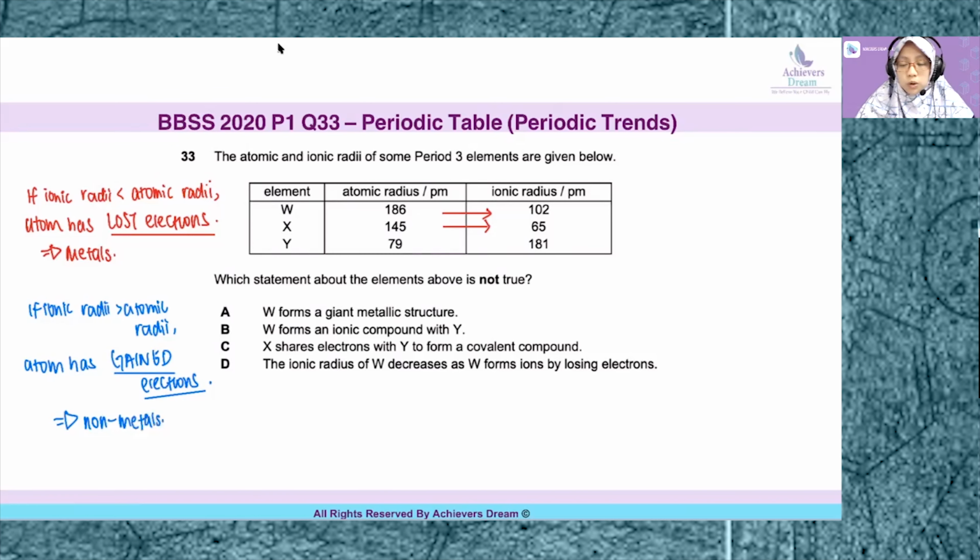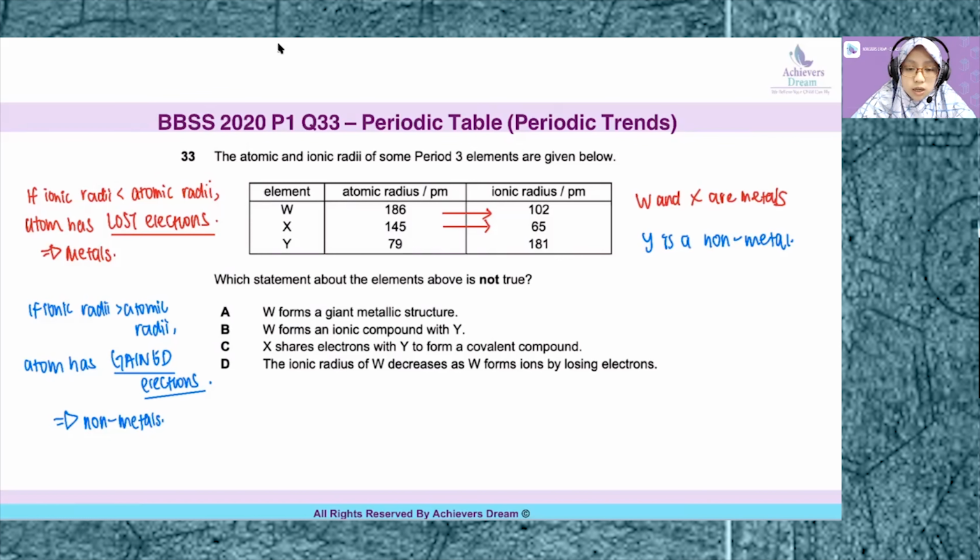So when we look at the table, for elements W and X, the value has dropped from atomic radius to ionic radius. So this means that elements W and X are metals, while element Y is a non-metal. Based on this conclusion, let's take a look at the options given.